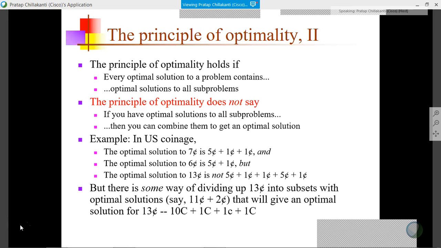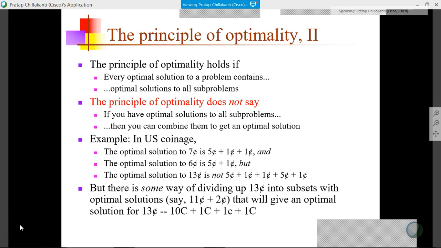Okay. 11 can be 10 plus 1. And 2 can be 1 plus 1. So we have 4 coins. So if you choose to divide the 13 cents into 11 and 2, then the principle of optimality holds, when the subdivisions also have the optimal solutions.